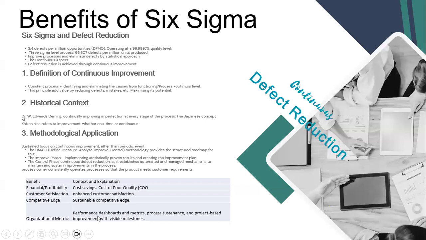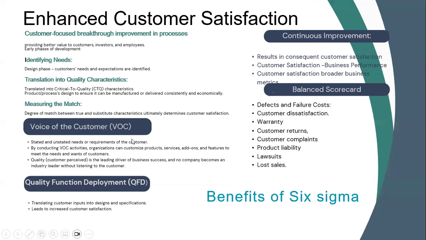And it is going to be measured by the performance dashboard, the process metrics, the project-based improvement, and then visible milestones. When I'm trying to do something on the organizational metrics, it needs to be measured. Lean Six Sigma depends on the data, on the measurement of the data, and how we are proceeding. So this is the benefit, and this is the context of how I'm going to achieve that. Here we are going to discuss how I'm going to enhance my customer satisfaction.